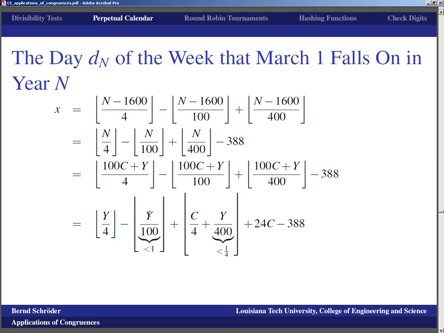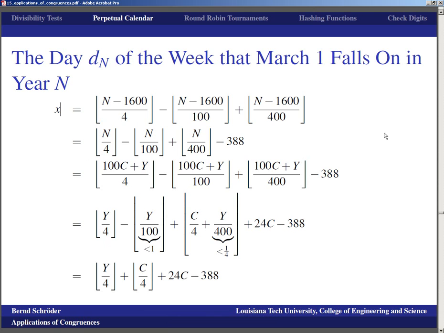But what do we know now? The y is a number between 0 and 99, so that means this quotient is smaller than 1, and its greatest integer below that quotient therefore is 0, so that one goes away. And c over 4, now that one goes in increments of a quarter, and because y over 400 is smaller than a quarter, this one here isn't going to change the greatest integer below this one. So we end up with ultimately y over 4, this one's gone, plus c over 4 because this one's gone, plus 24c minus 388. And that's that offset x.